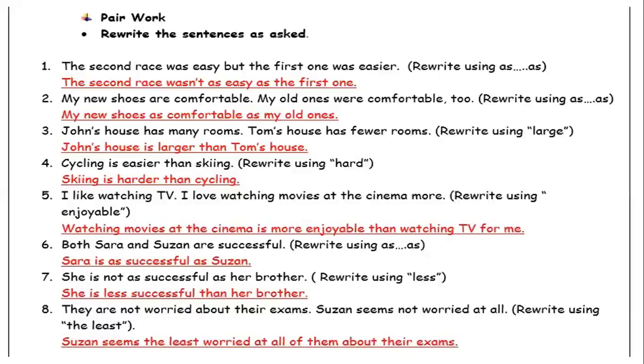And the last sentence, they are not worried about their exams. Susan seems not worried at all. Rewrite using the least. So we have here that Susan has less equality than all of her friends because she's not worried at all. When we want to write this sentence, we can notice that least is a part of the superlative form. So we can rewrite the sentence as Susan seems the least worried of them all about their exams. I think all of them are obvious.